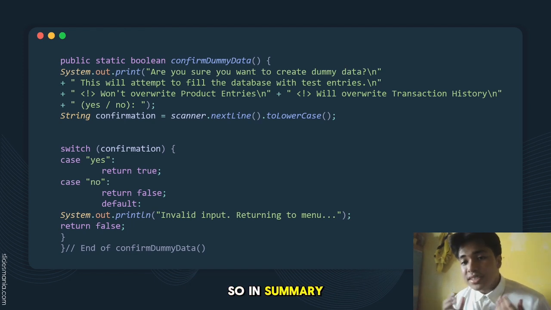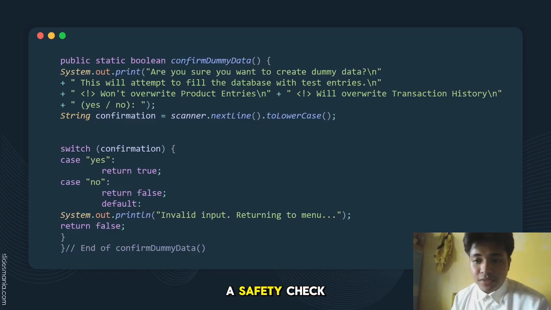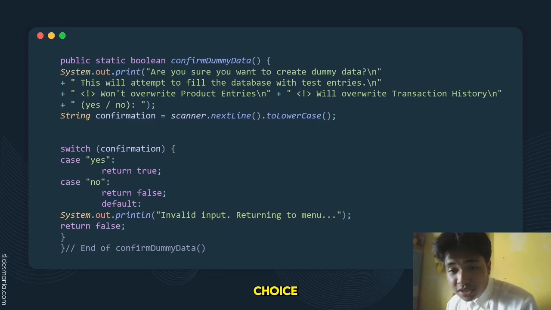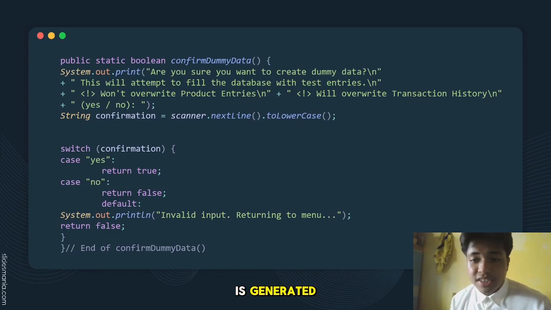So, in summary, the confirmDummyData method acts as a safety check. It prevents accidental overwriting of important data by making the user confirm their choice before dummy data is generated.